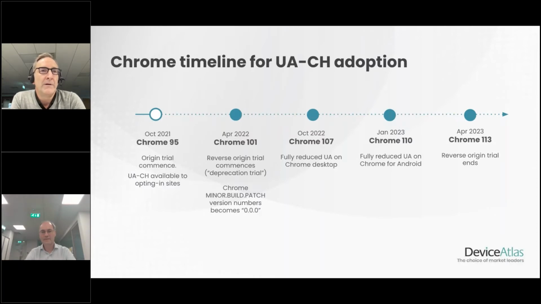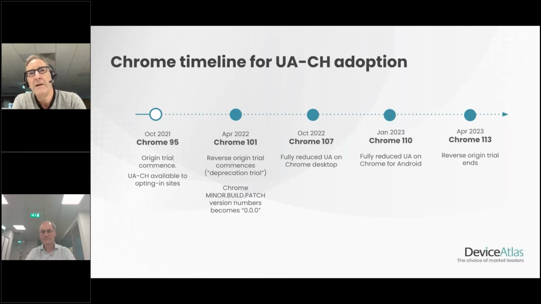In April next year, April 2022, with Chrome 101, the situation in effect flips. It inverts to being a so-called opt-out trial or deprecation trial. You can choose to opt out of this proposal at that point, but if you don't, you'll begin to start seeing changes. The first change that you will see is that the Chrome minor version numbers will be zeroed out. Six months later, with Chrome 107, we will see a fully reduced user agent string on Chrome desktop, and 3 months after that, the equivalent on Android.